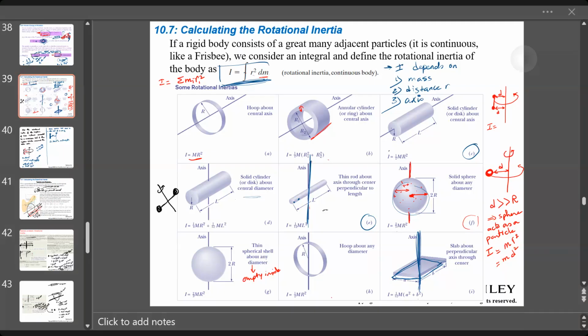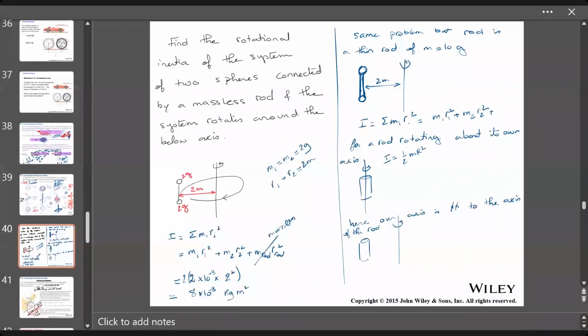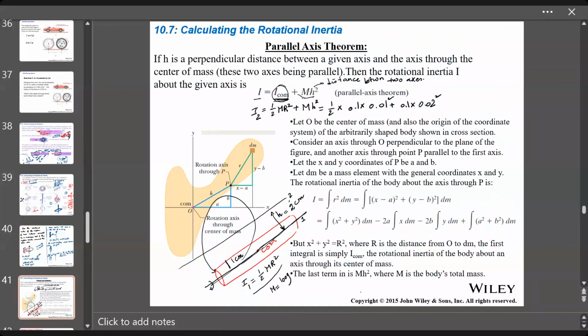Here, our axis is parallel to the axis of the rod, so use the parallel axis theorem. What does the parallel axis theorem tell us? It tells us that the rotational inertia around a certain axis is equal to the rotational inertia around the axis passing through the center of mass plus mh squared, where h is the distance between these two. I'll write this down in our question. I is I for the axis of rotation passing through the center of mass plus mh squared.